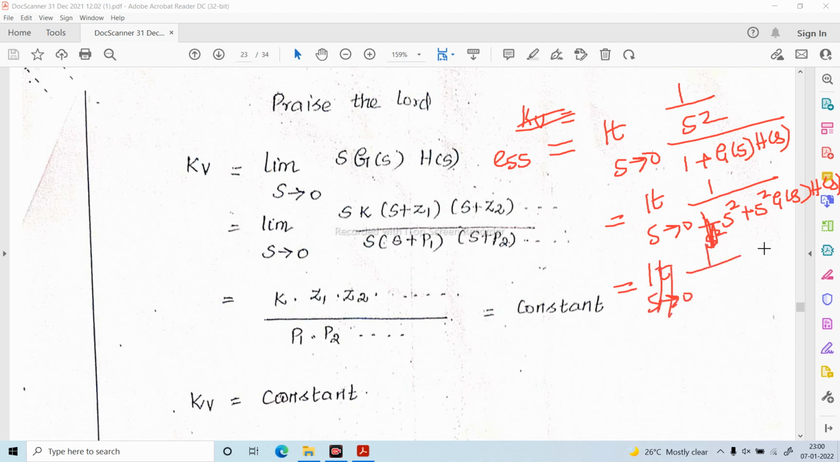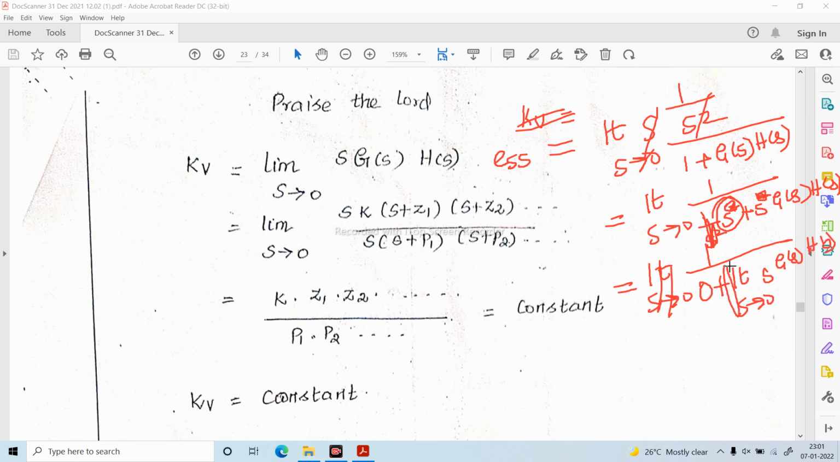Next write 1 by limit s tends to 0. What about the first term? First term should be 0. Second term, limit s tends to 0, s, here this is s square, no? So s, already we are having one s. So s and s cancel. There is no s square, s only. So s into g of s into h of s.